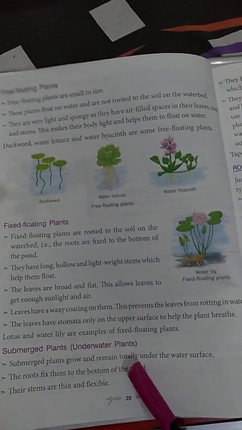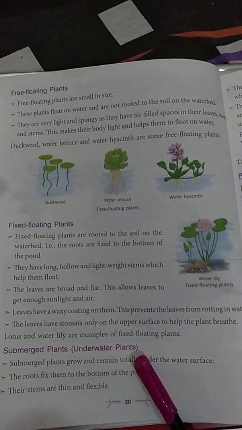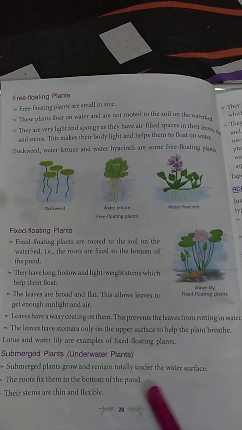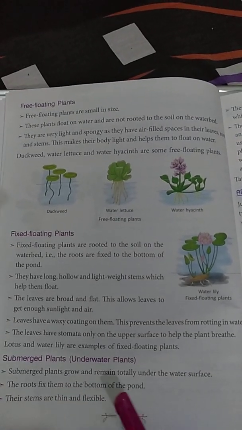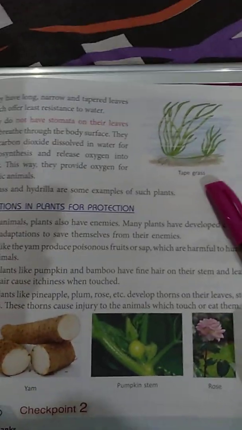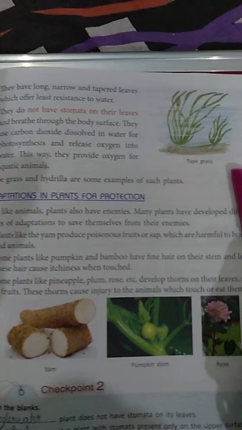Next are submerged plants or underwater plants. Submerged plants grow and remain totally under the water. The roots fix them to the bottom of the pond. Their stems are thin and flexible. Here is an example of an underwater plant, that is tape grass.